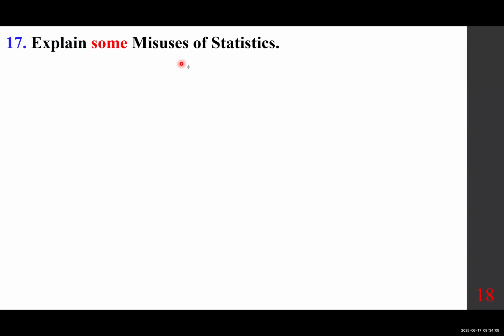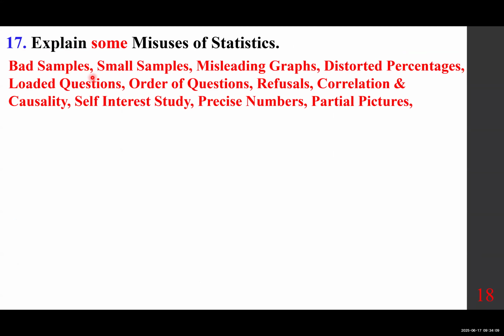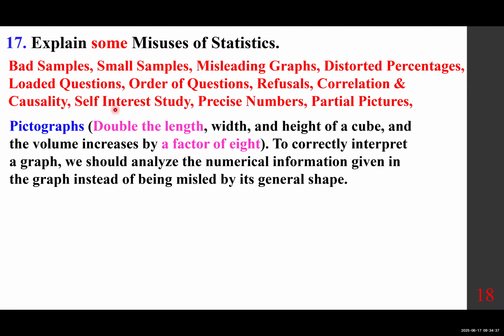Explain some misuses of statistics. Bad samples, small samples, misleading graphs, distorted percentages, loaded questions, order of questions, refusals, that means refuse to answer, correlations and causality, because correlation doesn't mean causality, self-interest study, precise numbers, partial pictures. As far as the self-interest study, you really have to see the source of the study. That is extremely important.